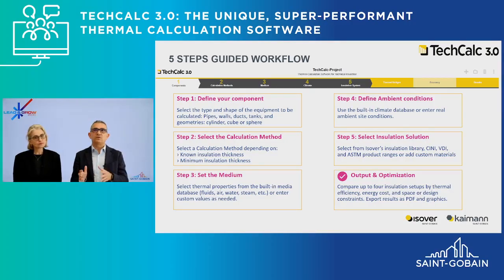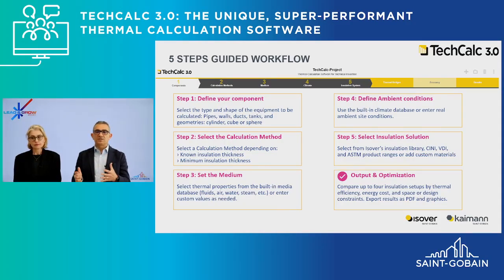One is if you know the insulation thickness, or you want to know what is the minimum insulation thickness under some requirements. The third step is what is the type of fluid in your component or your element. You can select different properties of your fluid, could be air, water, steam, or the type of fluid, or enter your custom one if needed depending on the type of project.